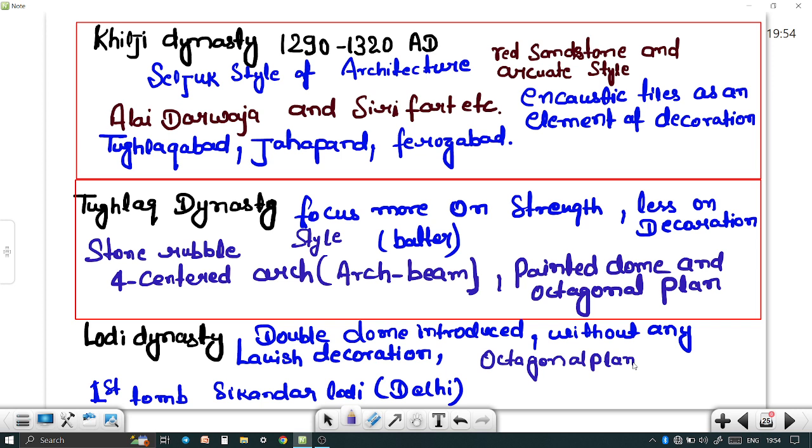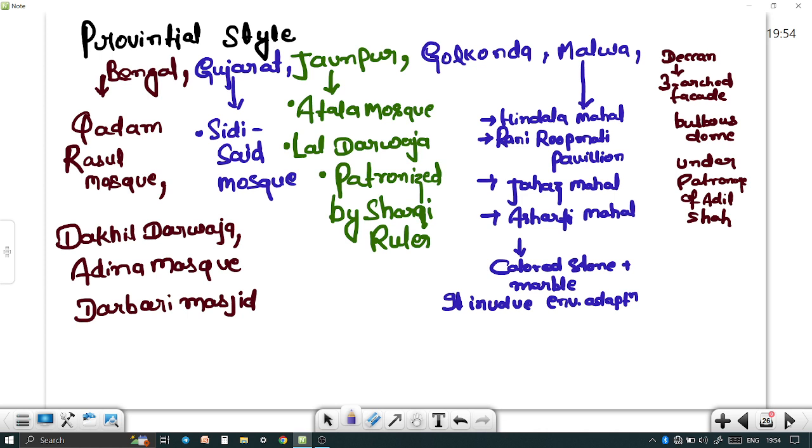Now, we will talk about the provincial style. Provincial style incorporated the local architectural style of the provincial kingdoms of Bengal, Gujarat, Jaunpur, Golconda, Malwa, and Deccan, giving rise to the provincial style. And some of these provincial features were, in Bengal, the Bengal roof with sloping cornices originating from bamboo constructions, which were adopted by the Muslims.